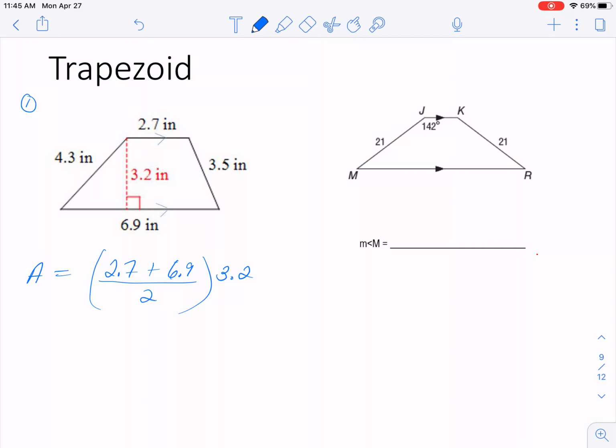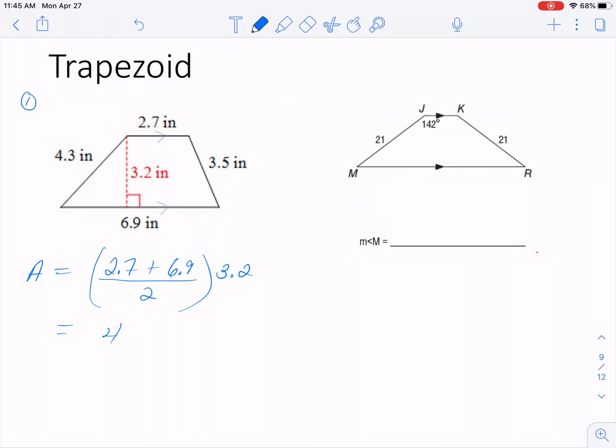All right, so calculator's handy. Hopefully you guys got your calculator out, but hopefully you have them handy. So 2.7 plus 6.9 is 9.6, divided by 2 will be 4.8, times 3.2, or 15.36 units, or inches, to the power of 2.